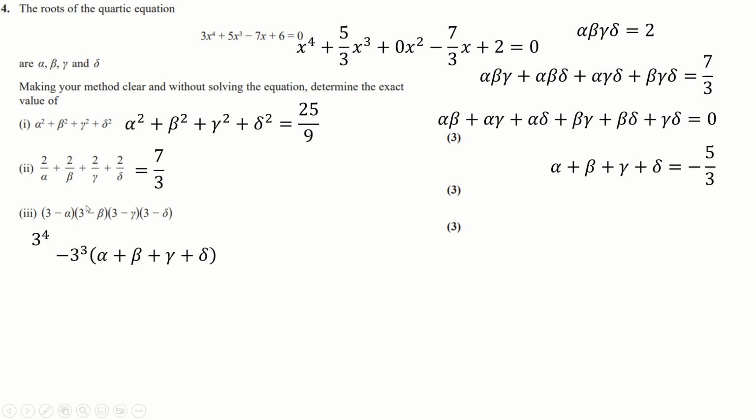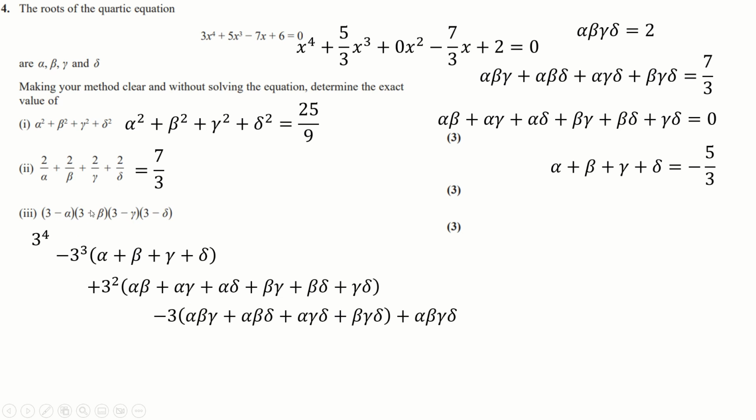And likewise, when you take 2 3's, you're going to get 3 squared, maybe gamma delta, or 3 squared beta delta, or whatever, and you end up with 3 squared times all the combination of pairs, with a plus this time, because of course 2 of those multiplied together make a positive. And then finally, you can have 3 with all of the triples, and that'll be a negative because you're taking 3 of them, so that makes a negative. And finally, it's just going to be alpha beta gamma delta at the end. You know all of these things. You know this, you know this, you know this, you know this. You can just put them all in, and you eventually get some answer there, which is going to be correct.